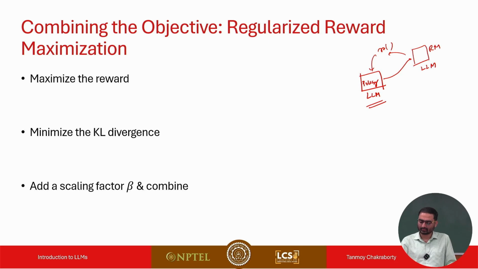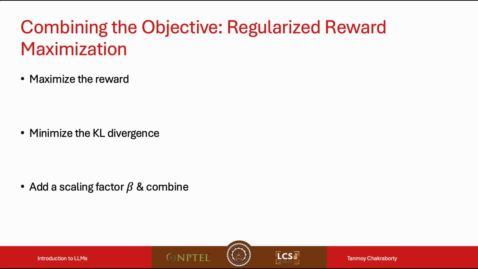We also discussed that only reward maximization is not enough, because if we only maximize the reward, the policy model will start hacking the reward model, meaning that it will start producing responses for which the reward model will produce higher reward values. But the responses may not be realistic. For example, the policy model will start producing a lot of emoticons, or sentences which are verbose, lengthy, and not to the point, which you do not want, right?